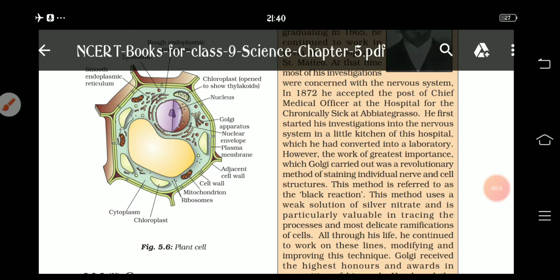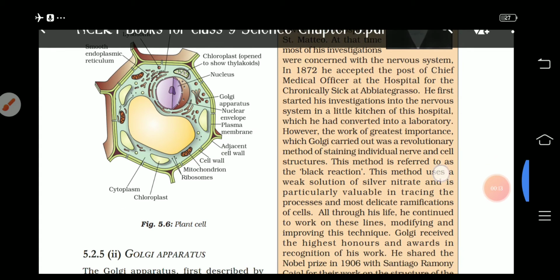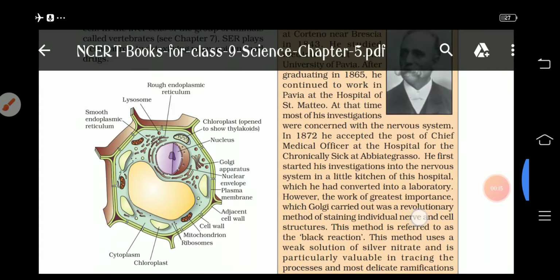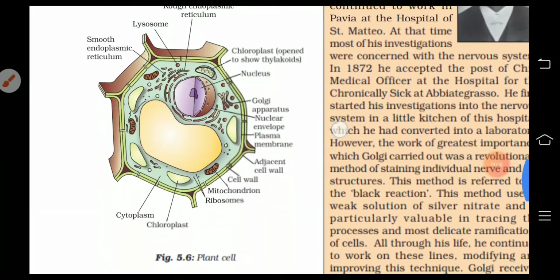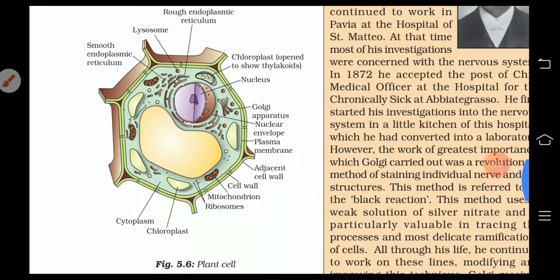In the fourth and last part of the chapter, the fundamental unit of life, we will discuss the plant cell and animal cell and their comparison, and the questions with their answers which were asked in the previous year question paper. Now students, first we take the plant cell.